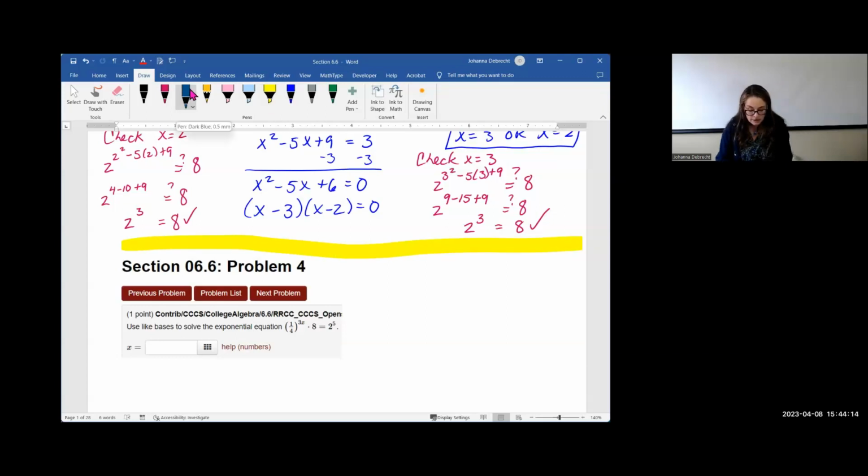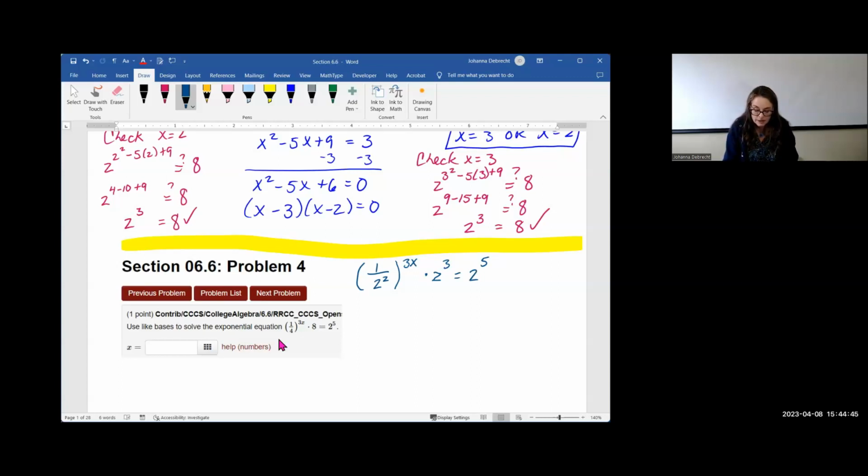So when we're looking at this problem, I've got 1/4 to the 3x power. So I can think of the 4 as a power of 2, 1 over 2 squared. So the first thing I'm going to do is rewrite the 4 as 2 squared, and then it's raised to the 3x power. The 8 can be written as 2 to the 3rd power. And on the right, I already have a power of 2, 2 to the 5th.